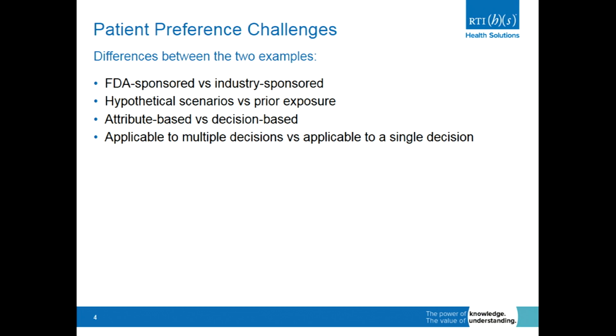In the FDA study, we used a discrete choice experiment, which is hypothetical scenarios using an underlying experimental design. In the case of the rituximab study, we're looking at actual exposure and then asking people what they think they should do. One looks at things at the attribute level, kind of like what John was talking about, that distinction between that and an actual choice. And one could be applied to multiple decisions, one could be applied to a single decision. So those are two very different examples, both considered patient preferences.